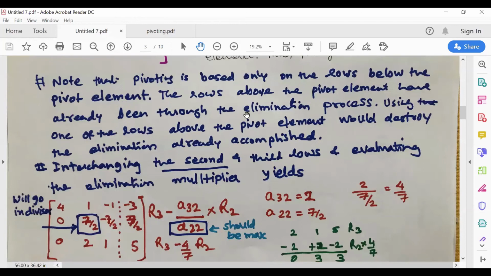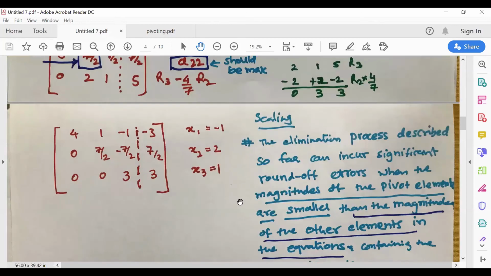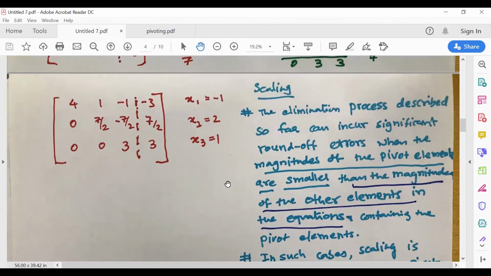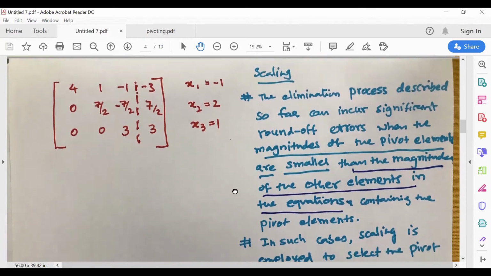Okay, now we will discuss scaling. What do you mean by scaling? So I will just read out and we try to understand. The elimination process described incurs significant round-off errors when the magnitude of the pivot element is smaller compared to the magnitude of the other elements. Now what is the meaning of other elements in the equation?